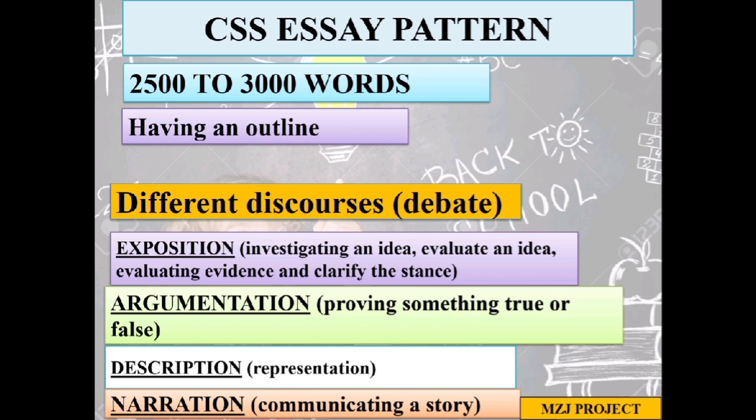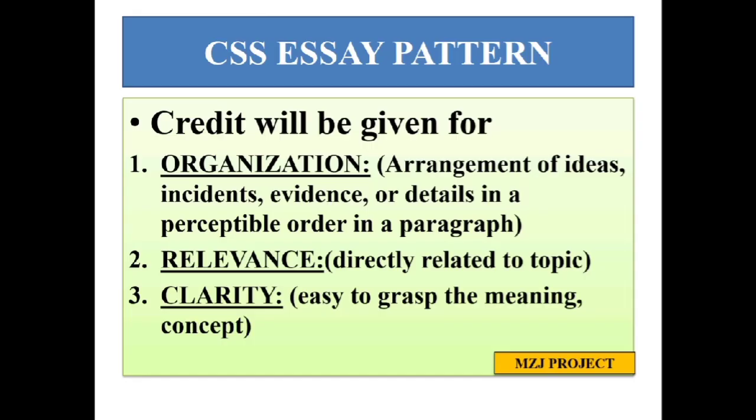Dear aspirants, now come towards another indicator which the Federal Public Service Commission has mentioned on the question paper. That is, credit will be given for organization, relevance and clarity. Now be careful: organization means that you write your sentences in such an easy way that anybody can understand what you are trying to say.